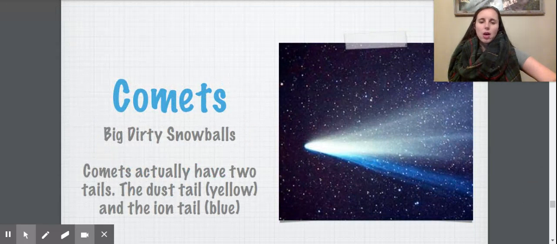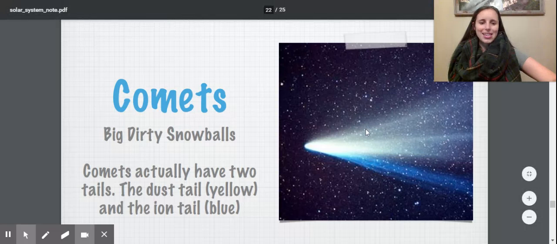Now let's talk about comets. So comets are different than asteroids. A lot of people do mix them up. Comets are considered to be great dirty snowballs. So what that means is comets are made up of dust and ice. That's different from asteroids, which are made up of rock and minerals. So comets have two tails. You can actually see them in this picture here. They have something that's called the dust tail. That's the yellow up here. And then they also have something that's called the ion tail. That's the blue that's down here.